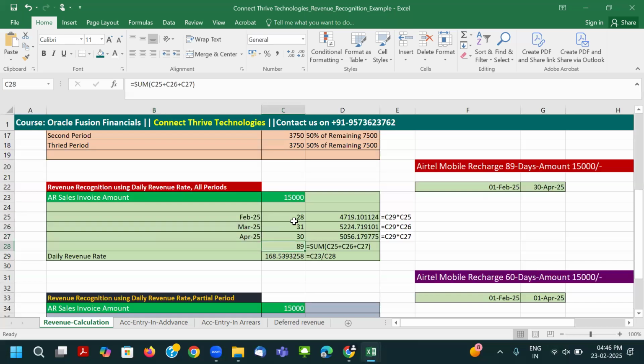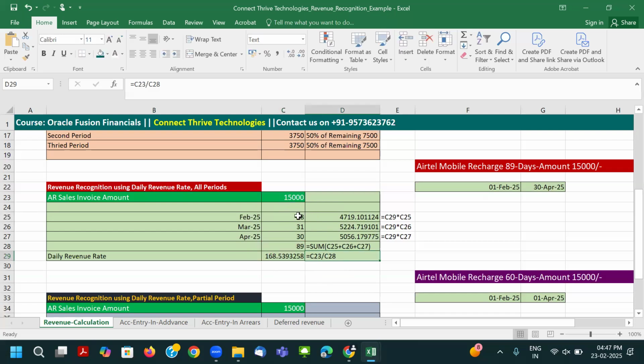So the total 3 months plan, the total days is 89 days. If you double click, total invoice divided by total number of days will give the per day amount. It's the per day revenue rate, 168.5393 something it will come. It's your total invoice amount by total number of days. Automatically you will get the per day revenue. Here I have given the formula also, how it is calculated.